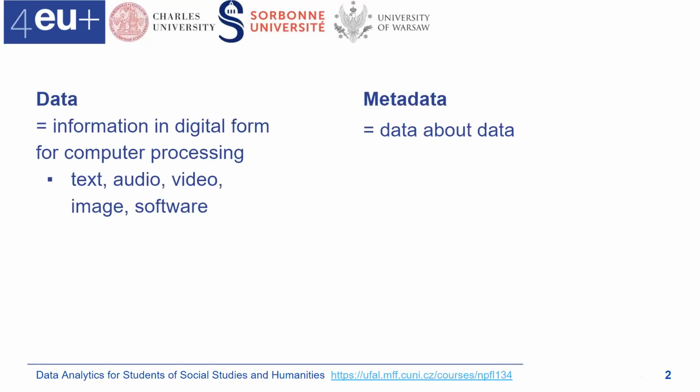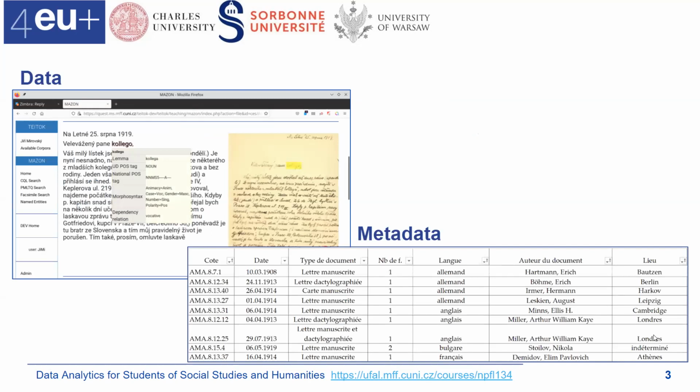Let me just remind you the definition of data and metadata. Data is simply information in digital form for computer processing. And we are working with the forms of textual data, audio data, video, image, and software. And metadata are data about data.